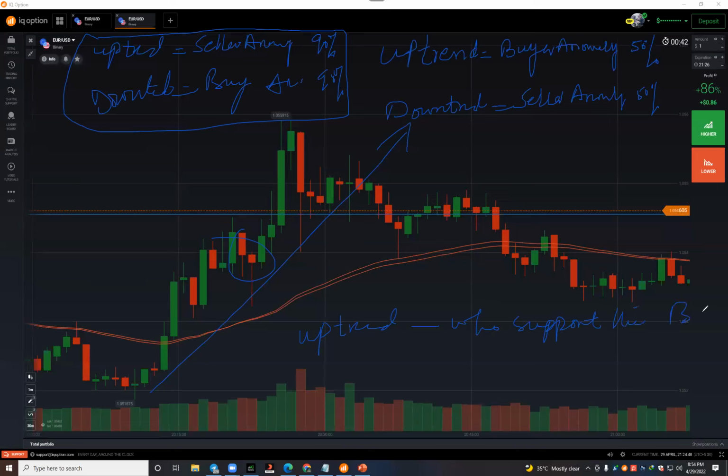Sellers are the enemy of the buyers. Then how can they support him? Sellers are the enemy of these buyers, right? In a downtrend, sellers support the seller. But in a downtrend, if a buyer needs support, no one can support them.